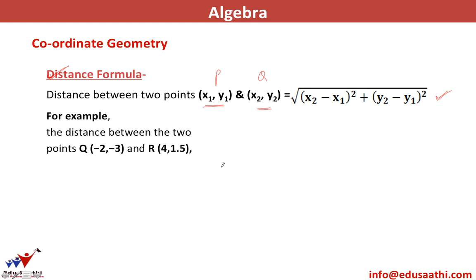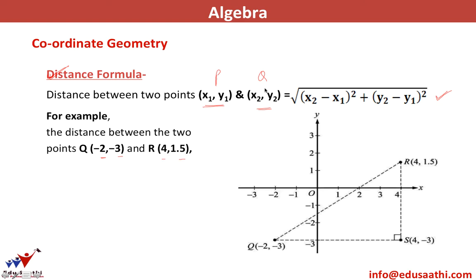Let's take an example. If I want to find out the distance between the 2 points (-2, -3) and (4, 1.5), let's look at the figure that you can draw. So this is the coordinate axis that you have. You plot the points (-2, -3), that will be a point here, and (4, 1.5) this is. And if you join QR, QR is the length of the line joining the 2 points which I want to find.